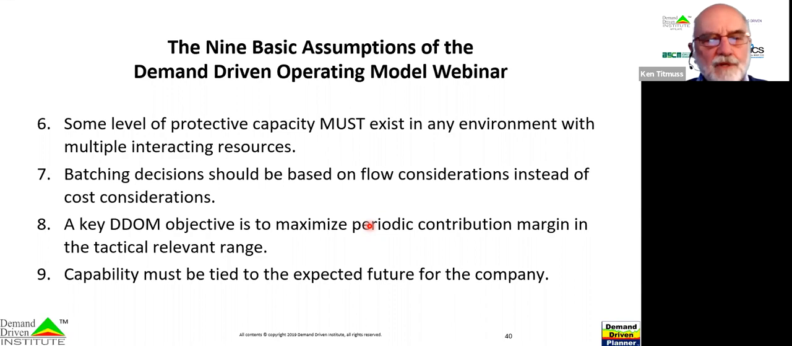A key DDOM objective is to maximize periodic contribution margin in the tactical relevant range. And lastly, we looked at capability must be tied to the expected future of the company.